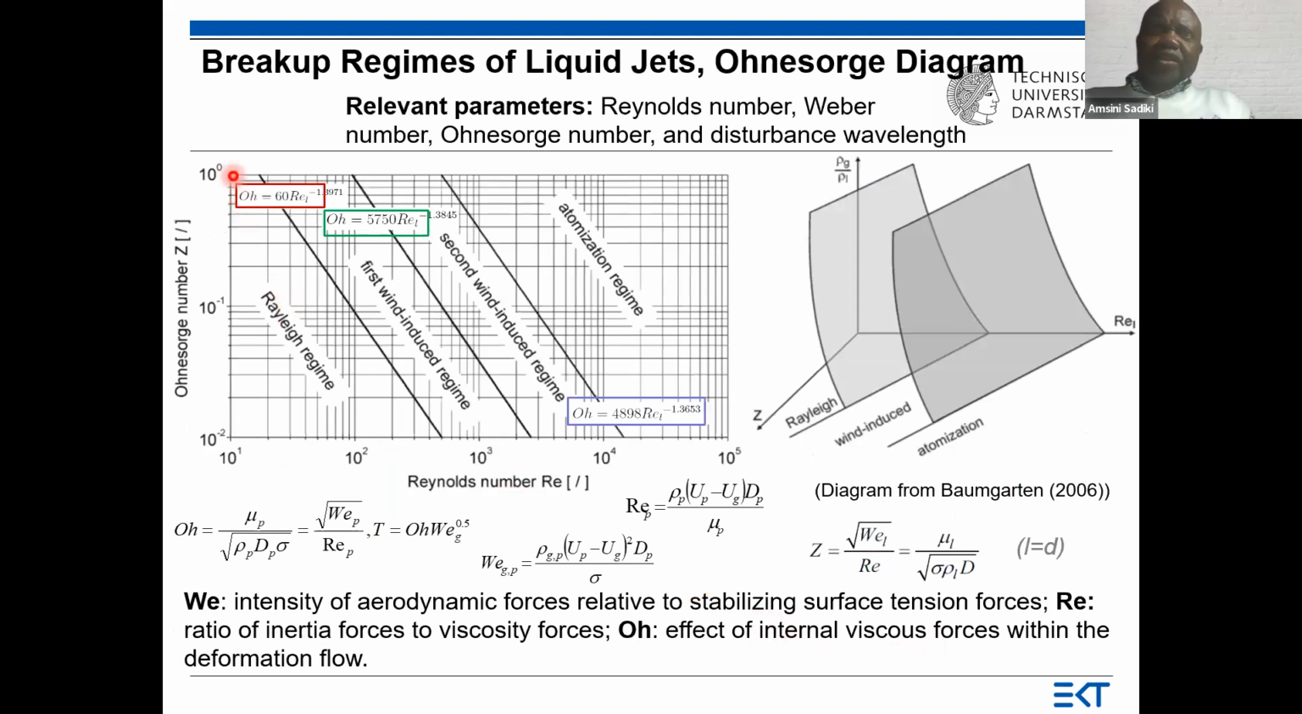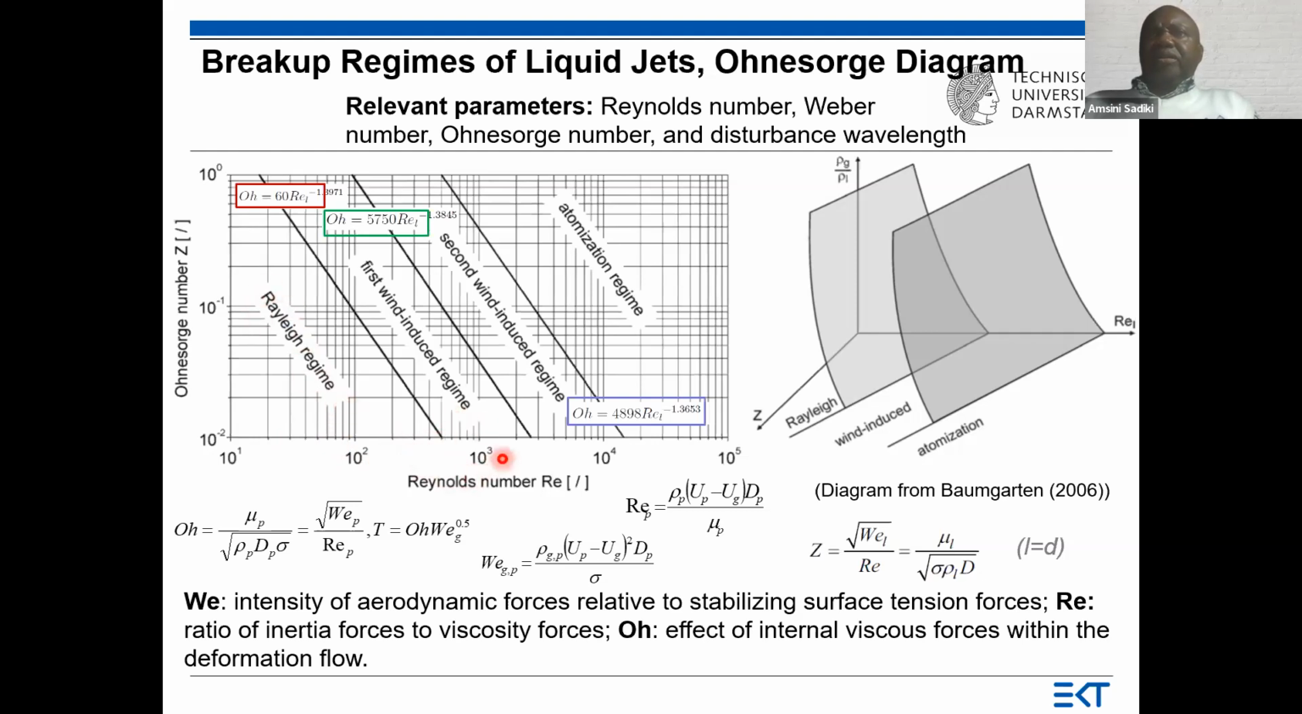And this gives us the relationship between the Ohnesorge number and the Reynolds number. This allows us to take into account the effect of viscosity here, and also allows us to characterize different breakup regimes. Okay, and we see that if the Reynolds number is very small, okay, not very small, it is of the order of magnitude, then we have the Rayleigh regime.